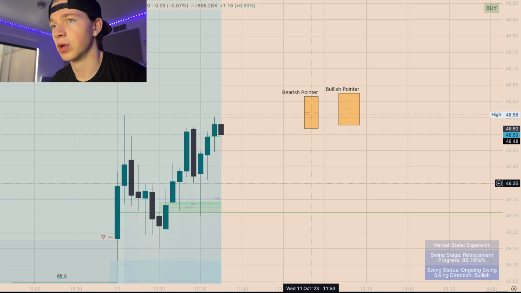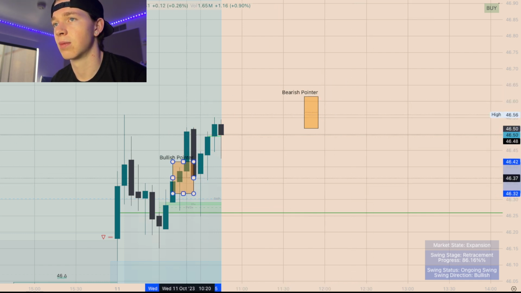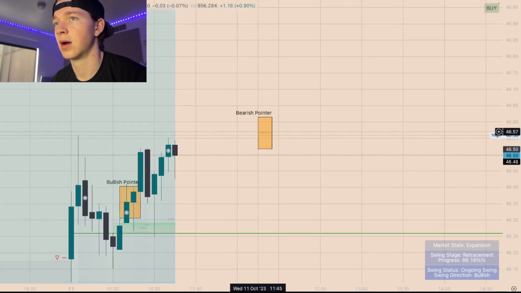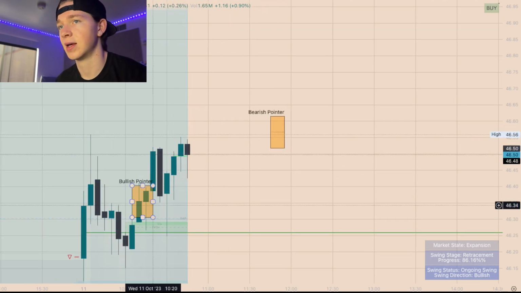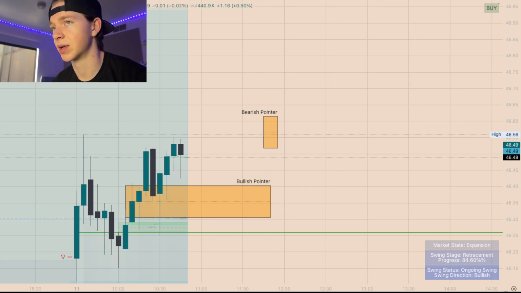So it looks like our bullish pointer is currently sitting at this guy right here. This is our bullish pointer. Now our bearish pointer looks to be completely retraced, so we don't have to worry about that. So we want to see order blocks form against that, and we want to see inefficient delivery after this. That's what I want to see happen.